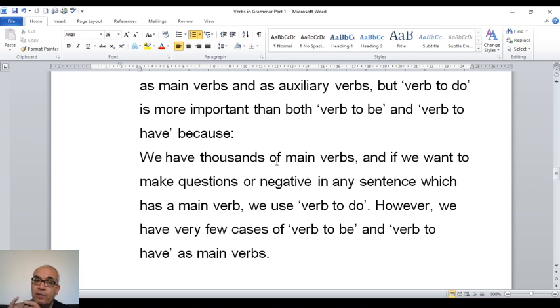Why? I repeat. Do is the most important verb in English because number one, I can use it as a main verb and I can use it as an auxiliary verb to make questions and to make negative. Very good.